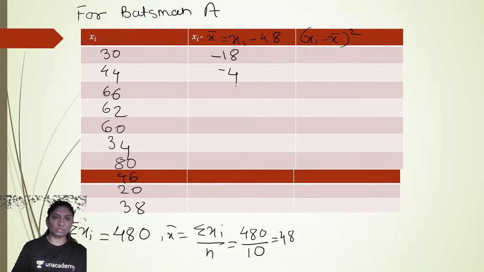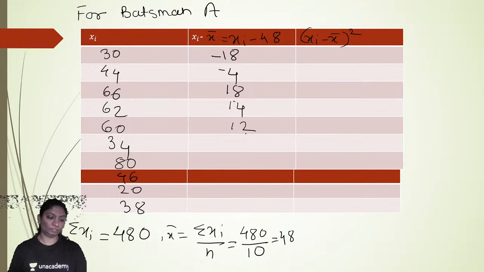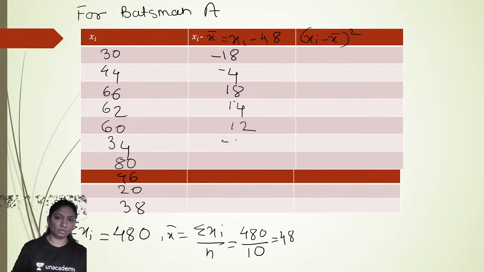44 minus 48 is minus 4, 66 minus 48 is 18, 52 minus 48 is 4, 60 minus 48 is 12, 54 minus 48 is 6, 34 minus 48 is minus 14, 80 minus 48 is 32, 46 minus 48 is minus 2, 20 minus 48 is minus 28, 38 minus 48 is minus 10.